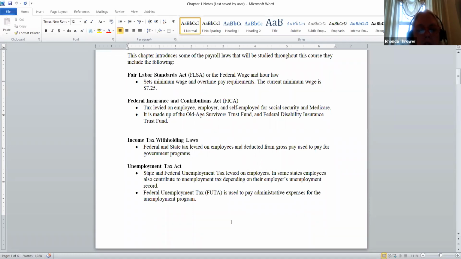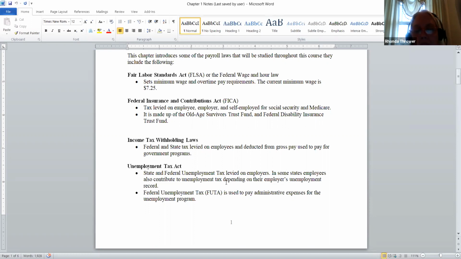Another type of tax that you need to become familiar with when you're working in payroll is the Unemployment Tax Act. And there is both a state tax and a federal unemployment tax that we need to talk about. The state and the federal unemployment tax is levied on employers. All employers pay state and federal unemployment taxes. However, in some states, employees also have to contribute to unemployment taxes depending on their state's employer's unemployment record.